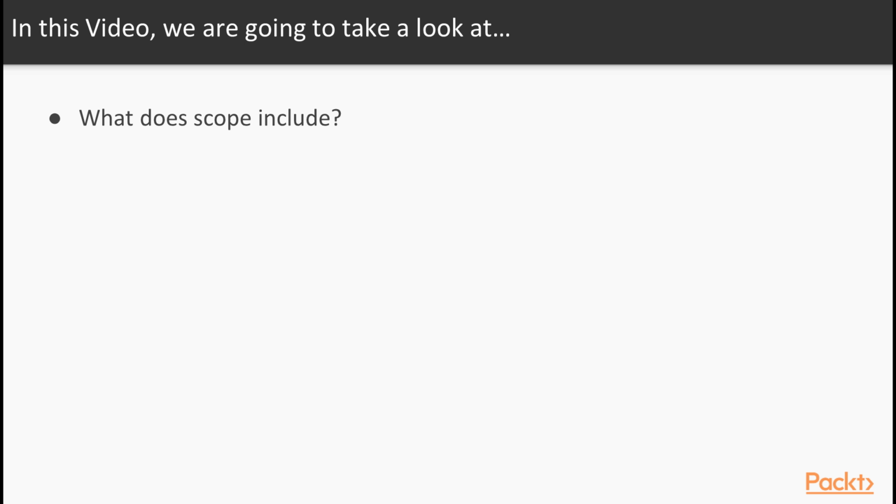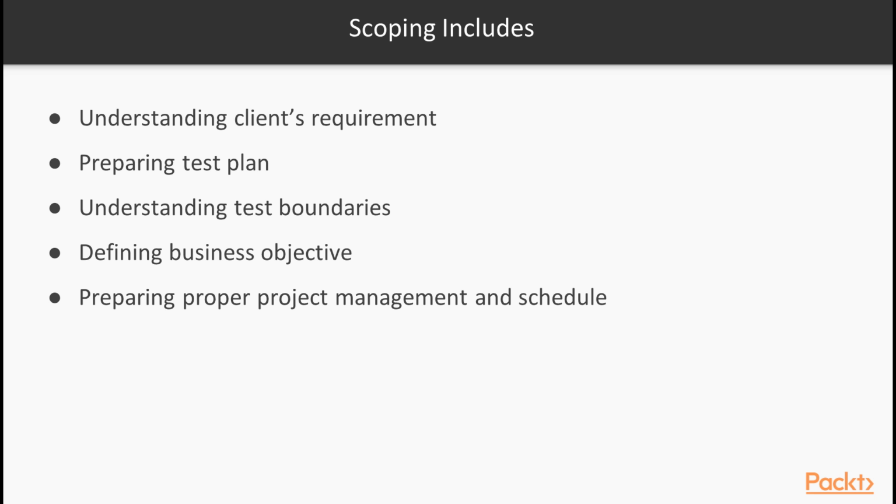So here we will understand what exactly scoping includes. We have already got an understanding of target scoping in our previous videos, but just as a quick recap, scoping includes understanding the client's requirement. Based on that understanding, you prepare a test plan wherein you understand the test boundaries and define the business objective, and then finally you prepare the proper project management and the schedule.